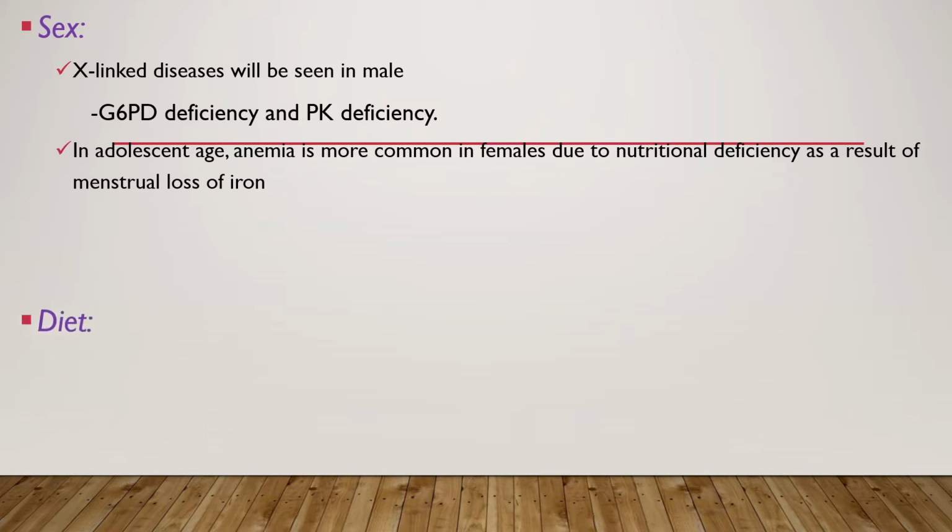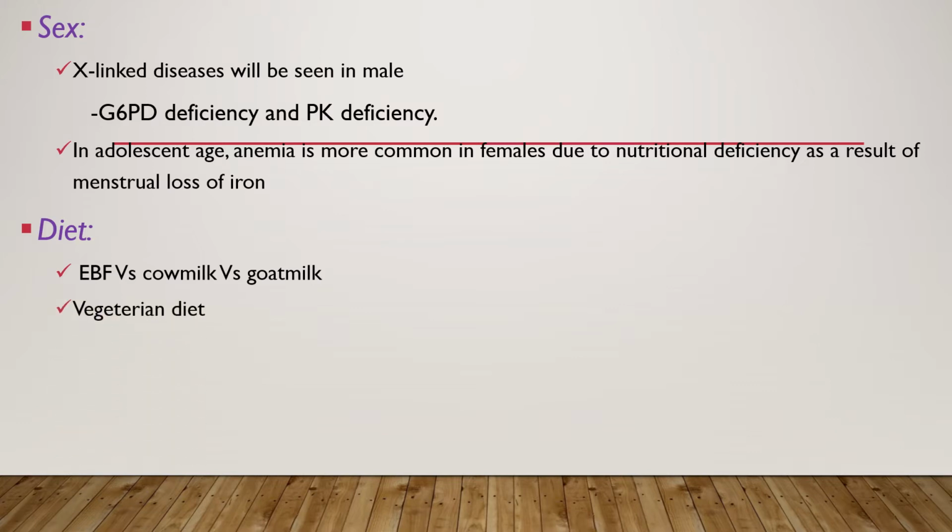Asking about dietary history is also very important. For example, if the infant is taking goat milk for a long time, he is at risk for folate deficiency anemia. If a child is taking cow milk, that child is at risk for iron deficiency anemia. Also, exclusive breastfeeding for more than 6 months should be supplemented by iron unless we start complementary feeding.